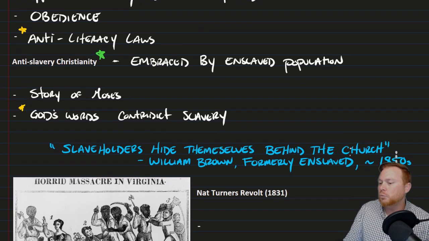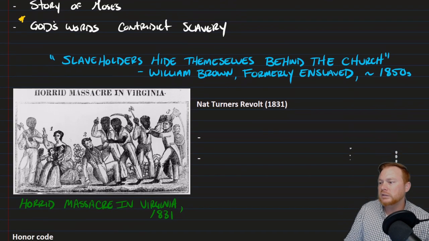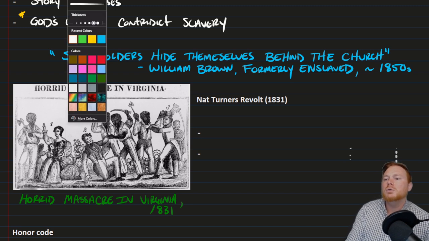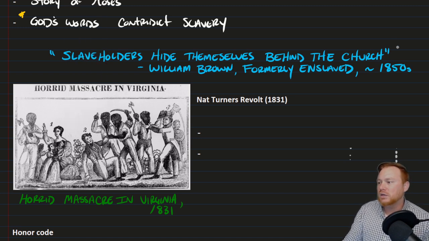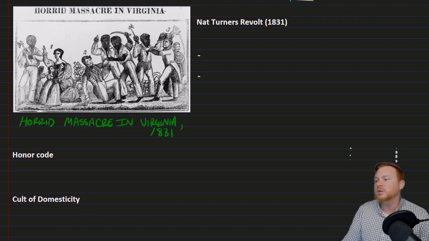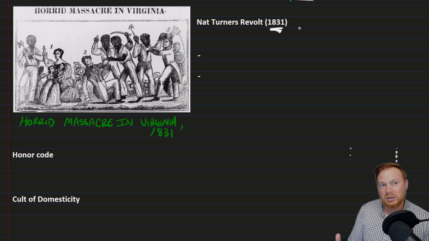We have a quote here from William Brown, someone who had been formerly enslaved, at least his opinions on what he thought about the role of Christianity and the system of slavery in the South. He says, quote, slaveholders hide themselves behind the church. William Brown, formerly enslaved, 1850. Now, this emphasis on converting enslaved populations evaporated very quickly after 1831. And Nat Turner's revolt can show us both sides to this Christianity slavery relationship.